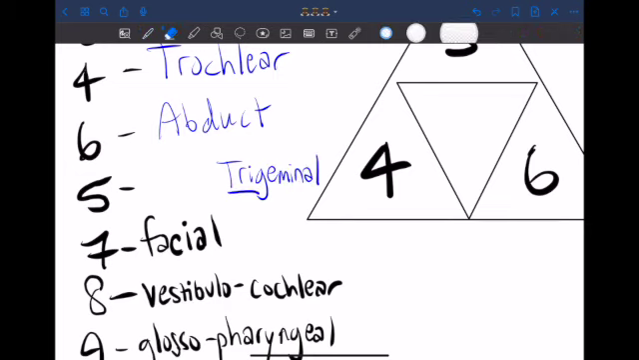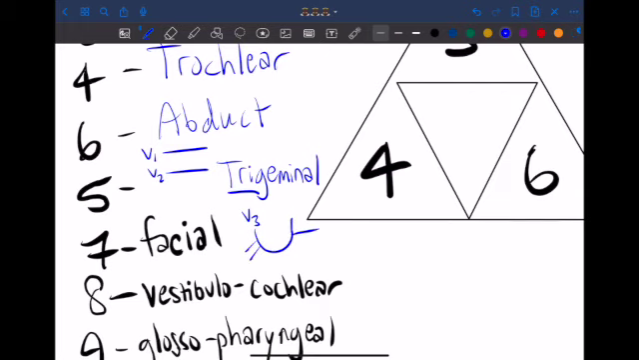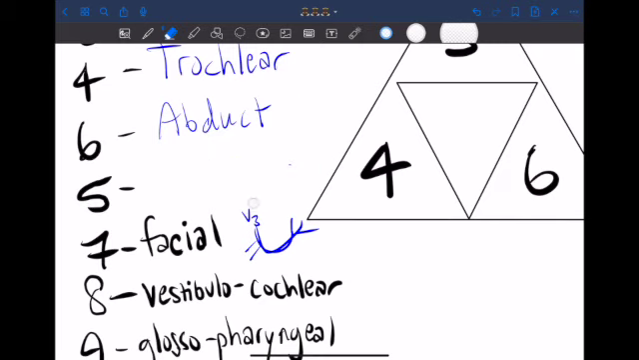Actually, now that I think of it, if you draw the 3 parts of the trigeminal nerve, V1, V2, V3, it's literally like a straight line and a curved line. Come on, that's just so good. Anyways, the drawing starts with a straight line and a curved line. Straight line, curved line. That's a 5. Okay, cranial nerve 5 is trigeminal.